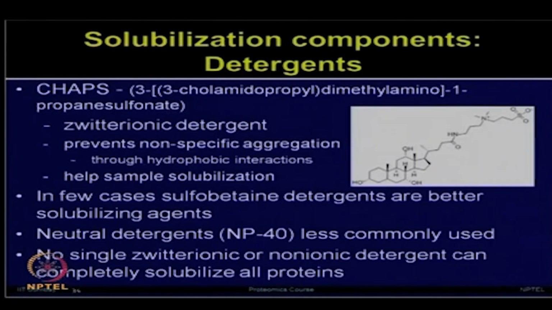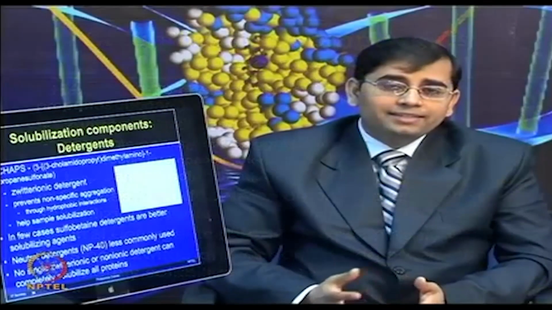Depending upon your sample type, different types of detergents could be useful. In a few cases, ASB-14 or sulfobetaine detergents are better solubilizing agents. You also have the option of using neutral detergents such as NP-40, although they are less commonly used. So, one cannot provide a list of the most effective solubilization agents. No single zwitterionic or non-ionic detergent can completely solubilize all the proteins.